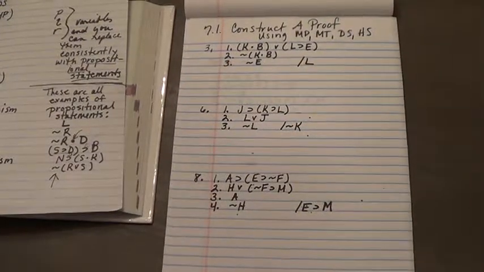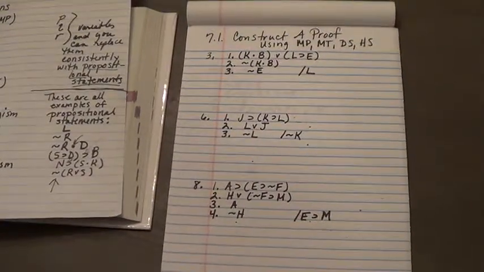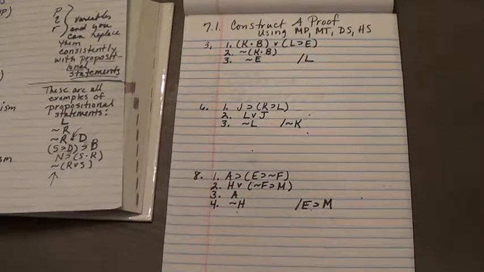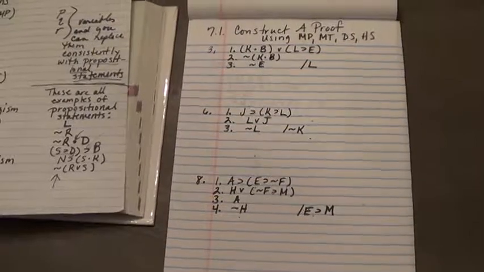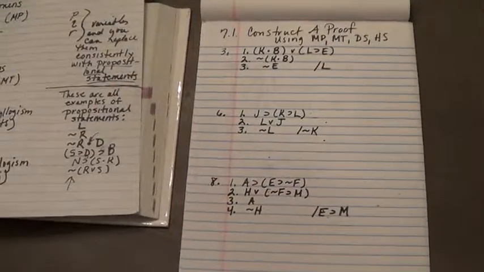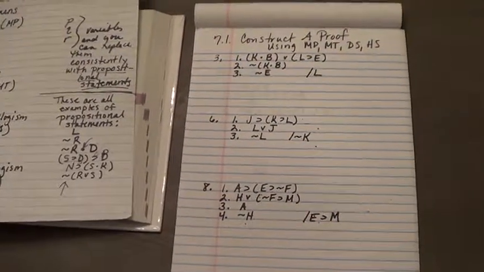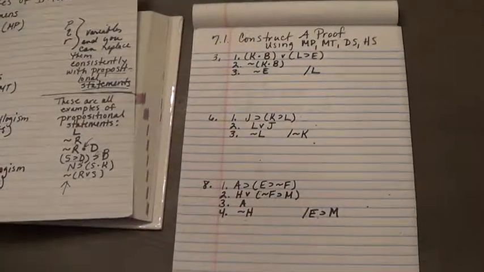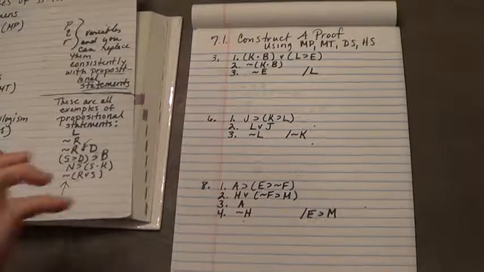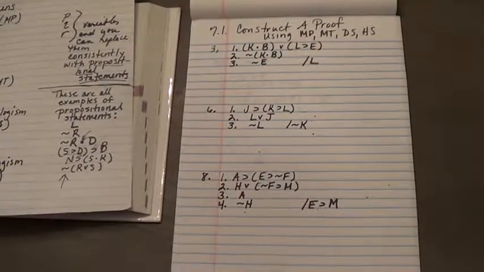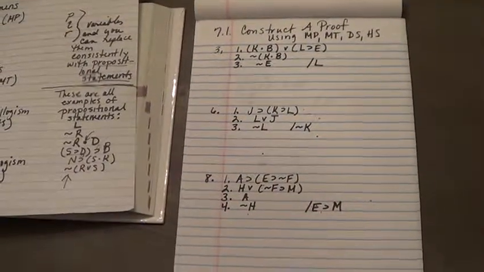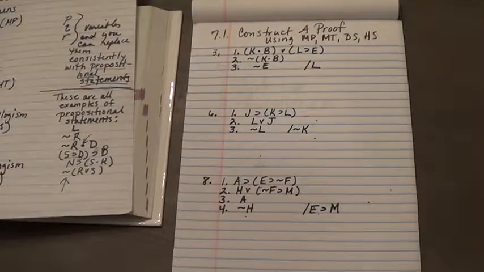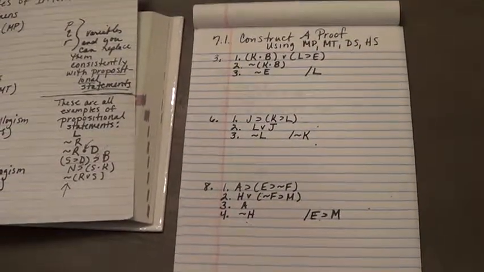Okay, we're still working in 7.1, constructing proofs using these first four rules of implication or rules of inference. In the previous two lectures, I talked about just introduction to the material in 7.1, and in the second video, I constructed one proof, so make sure you look at those before you would look at this one. So now we're in exercise 7.1 part 3, and I'm looking at number 3.